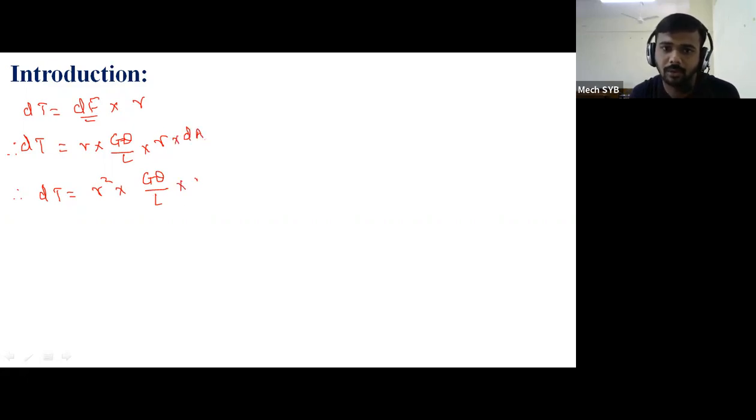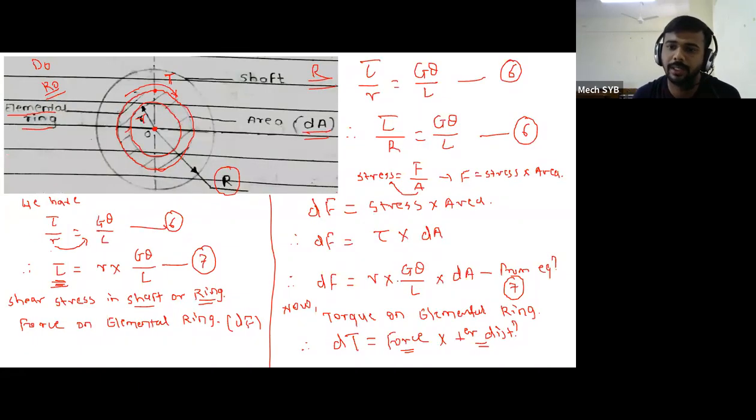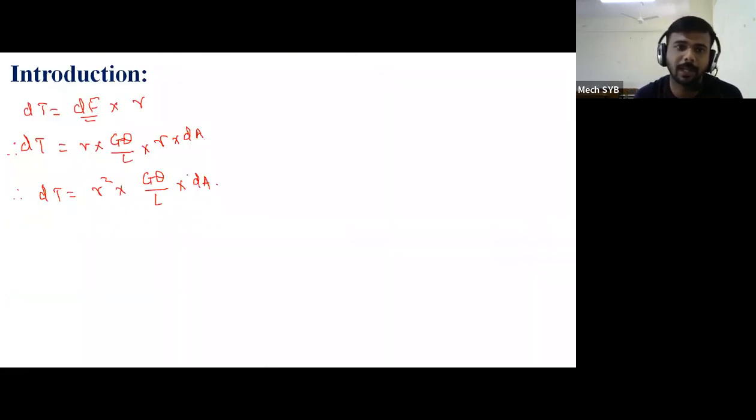It is remaining into dA. That is r into G theta into dA, and into multiply by r. So you will get this as a torque value.